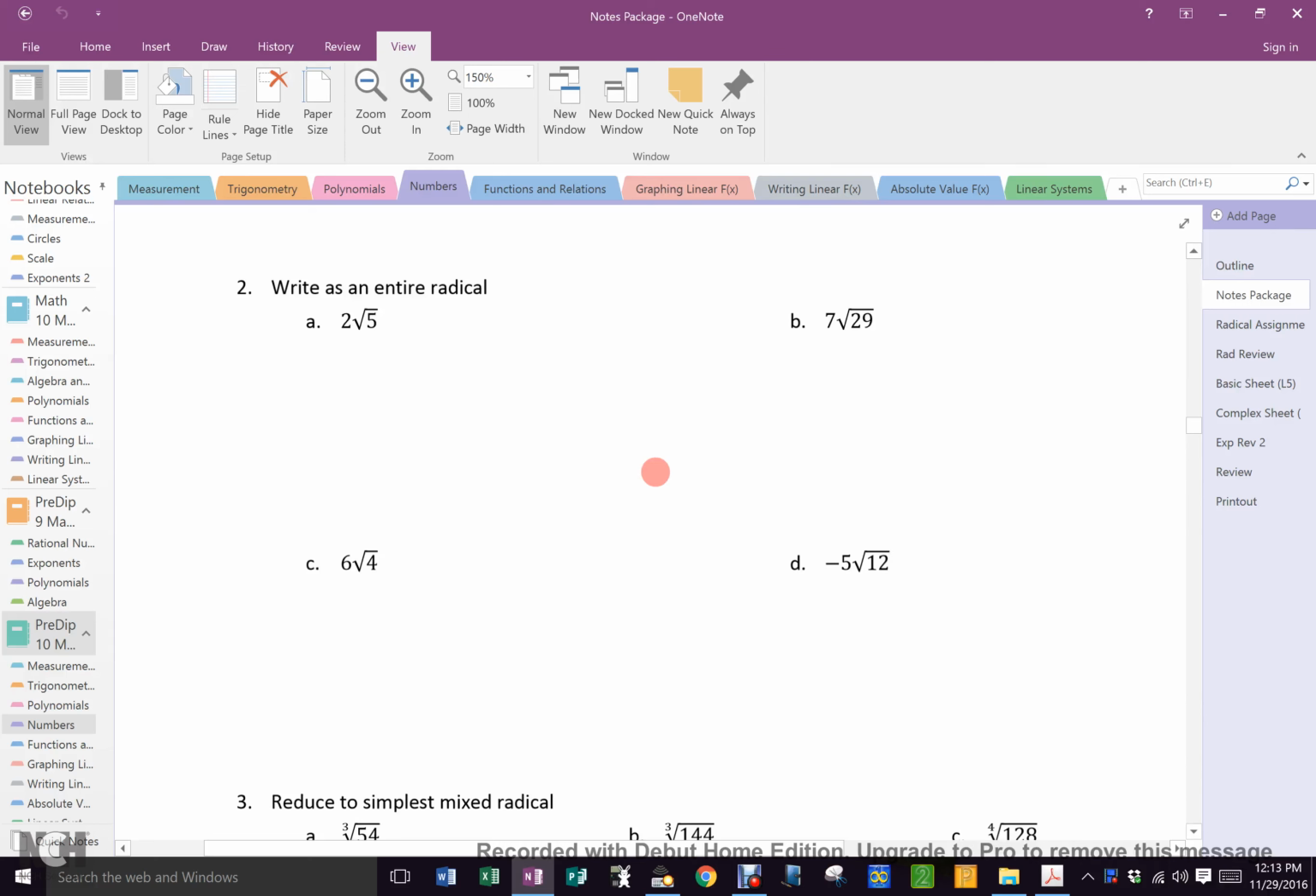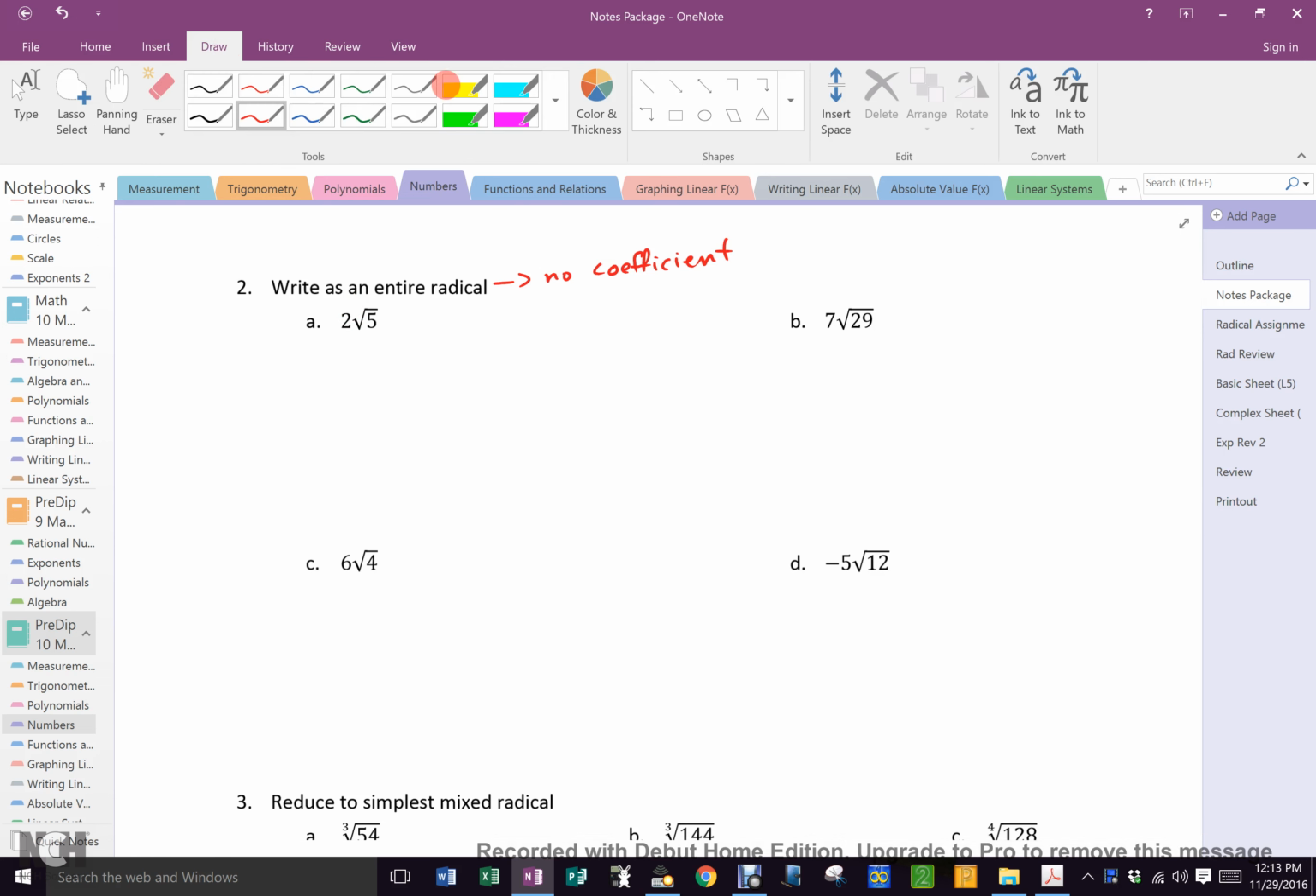Okay. Remember, an entire radical has no coefficient, right? No coefficient. Now, if there is a coefficient, where did it have to come from? It had to come from under in the radicand, yes? So, looking at this one right here, what is not written there but is there?